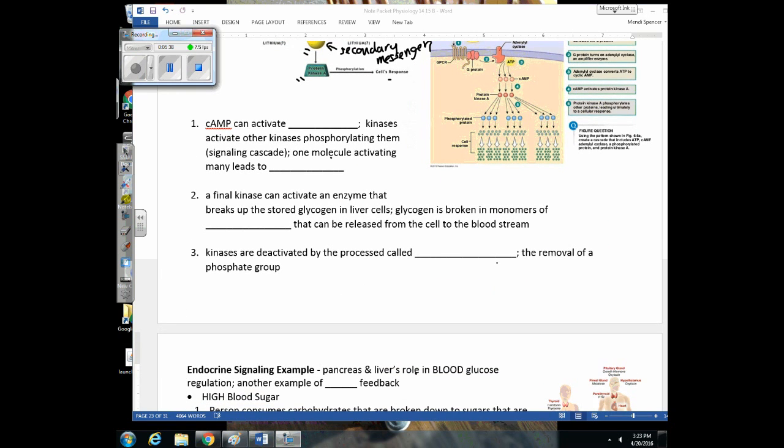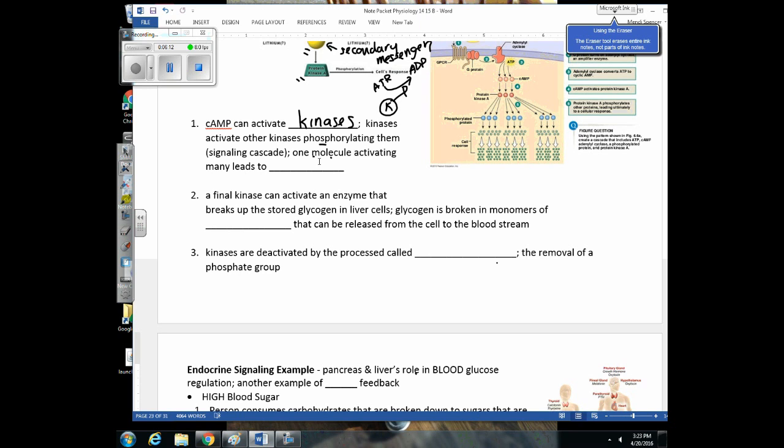Cyclic AMP can activate molecules like kinases, which will activate other kinases by phosphorylating them. So remember that this would be a kinase and it's inactive, but if we add a phosphate group from ATP, we take off one and we turn it into ADP, and then we add that third phosphate to that kinase, it is now active. The fact that one molecule can activate many leads to the amplification of the signal, or the growing of the signal.